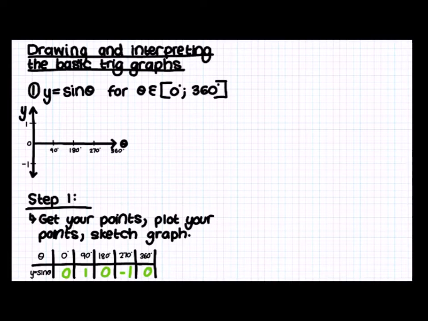Then we use these points and we plot them on the graph above. So we have a point here at 0, we have one at 90, 180, 270, and 360. And now you want to connect these points with a line, but make sure that it is a smooth curve and not straight lines, because it is supposed to be a wave shape.